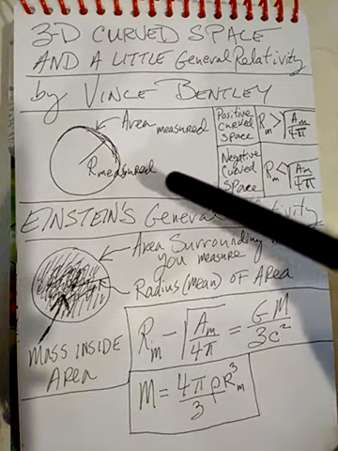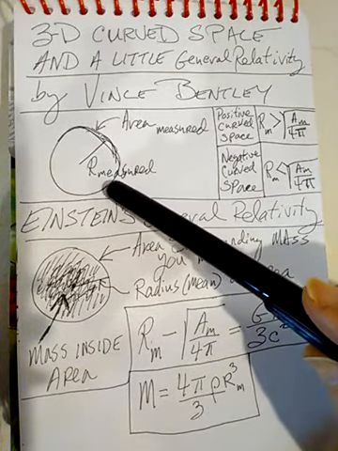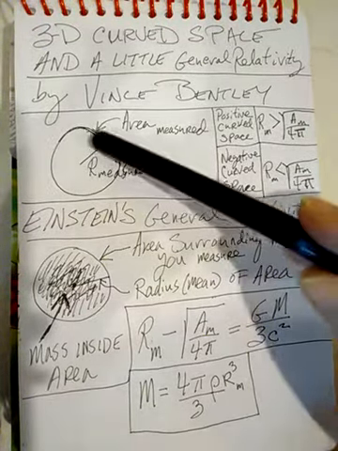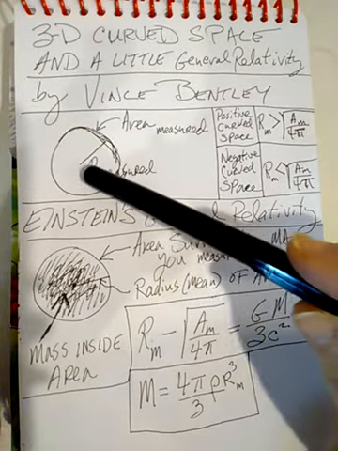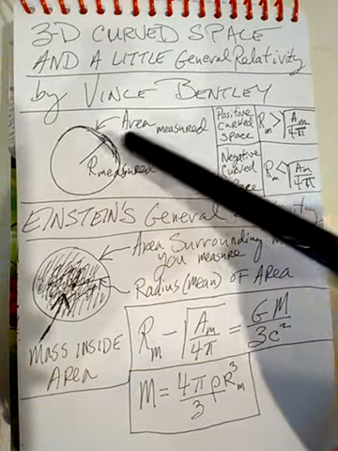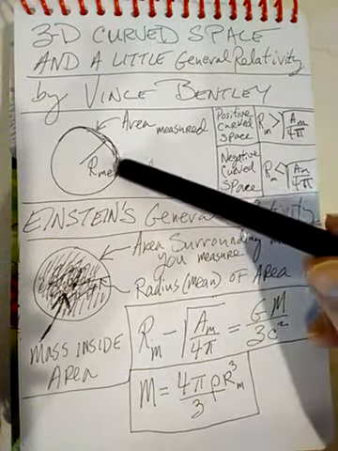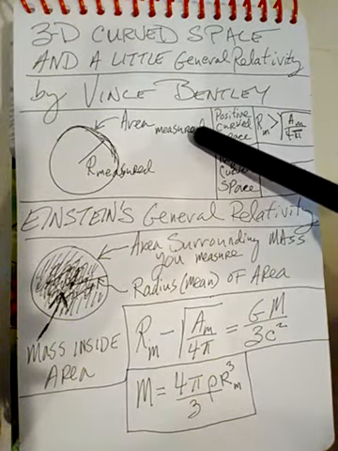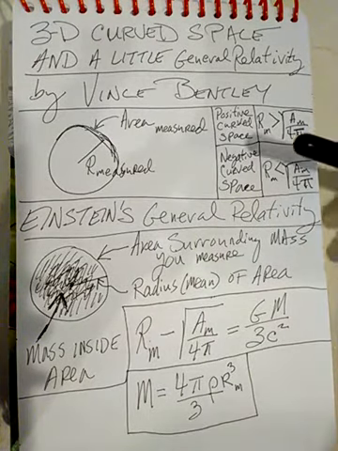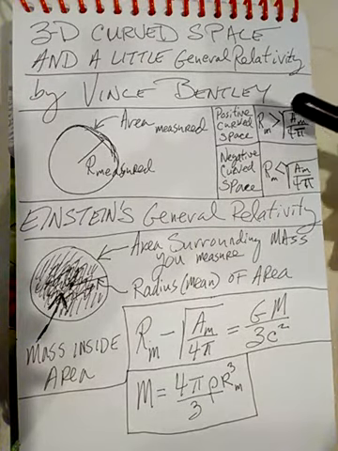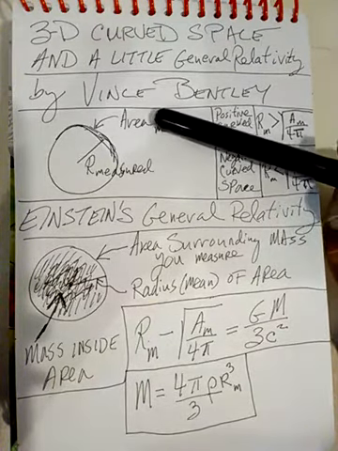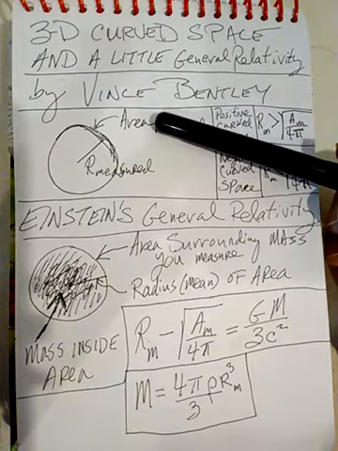Okay, so what we're going to do is, in three-dimensional curved space, instead of drawing a two-dimensional object, we will draw a three-dimensional object like a sphere. And what we'll do is we'll measure the radius of the sphere and then measure the area of the sphere. Once you measure the radius and the area of the sphere, you'll notice that normally the radius would equal the square root of the area divided by 4 pi.